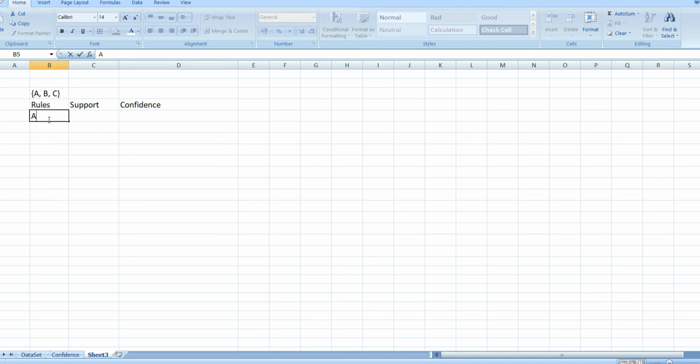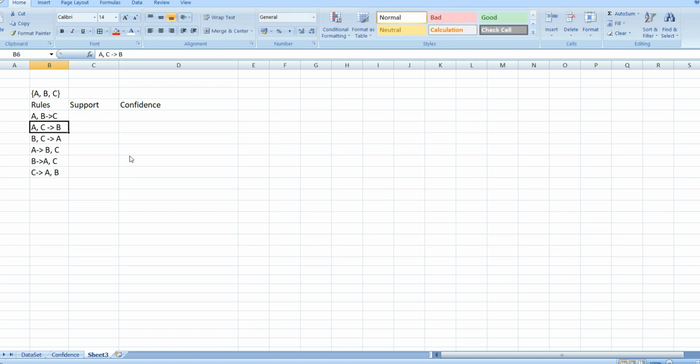What about if we say A and B drive C? A and C drive B. We can also consider a B and C to drive A. We can also consider an A to drive both B and C. We can also consider a B to drive both A and C. We can also consider C to drive both A and B.